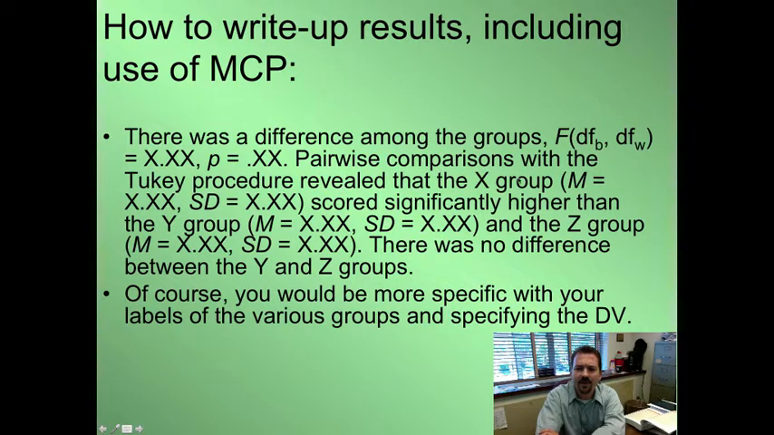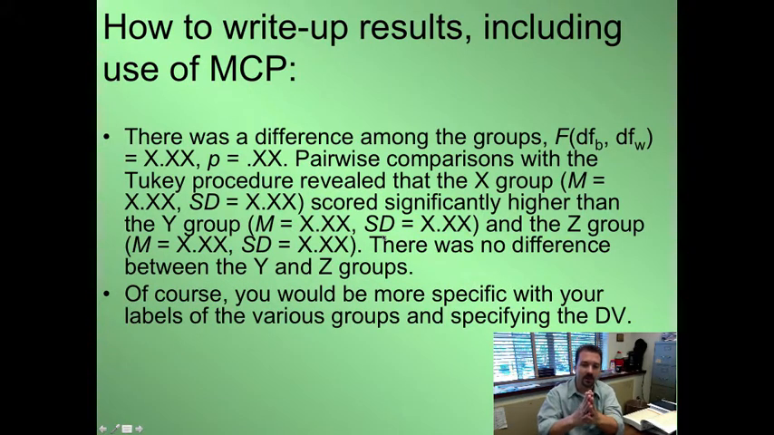The Tukey procedure revealed that the X group, whatever, with that mean and standard deviation, scored significantly higher than the Y group with that mean and standard deviation. And also the X group scored higher than the Z group with that mean and standard deviation. So there was no difference between the Y and Z groups. This is just one of many possibilities, but this is equivalent to what I described before, where the X group is your 50 milligram group, and it did better than your Y group, which is your placebo group, let's say. And the X group, your 50 milligram group, also did better than your Z group, the 10 milligram group. And there was no difference between your placebo and 10 milligram groups.